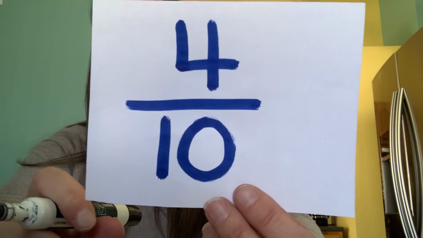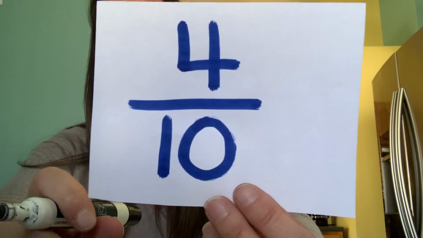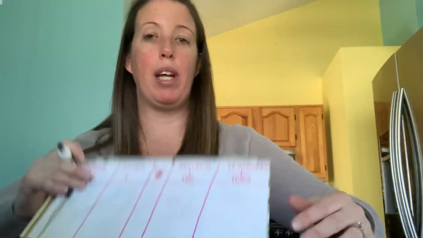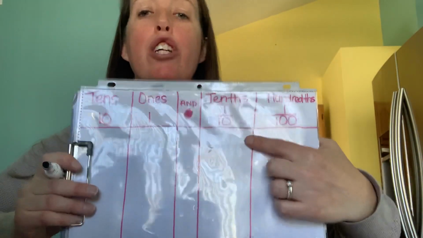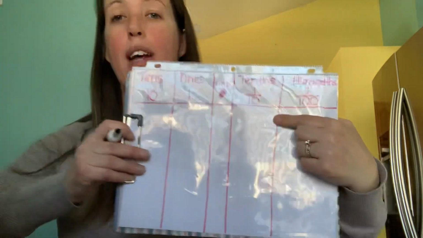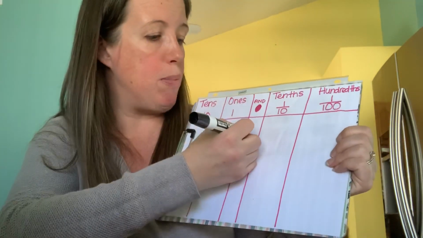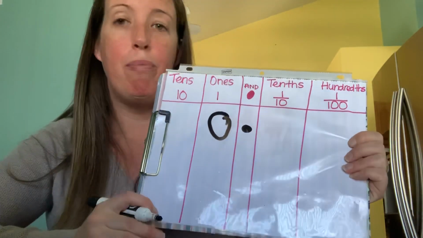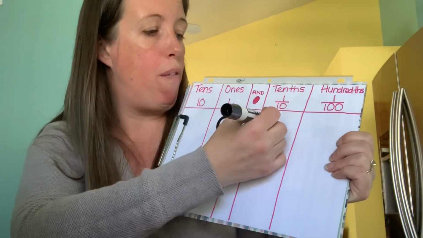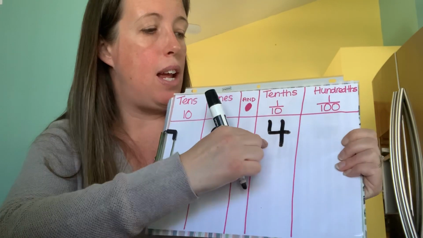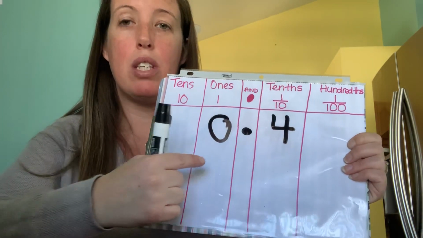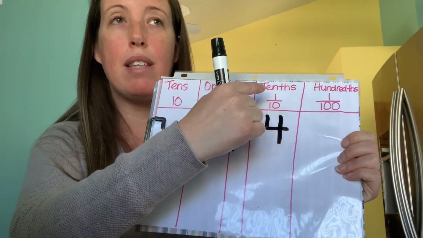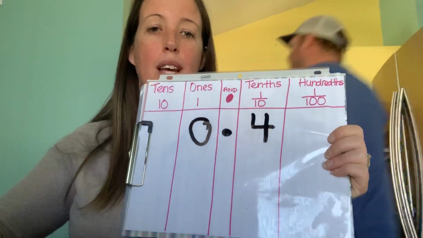This one you should be reading as 4 tenths. So I'm gonna come to my place value mat. I'm gonna finish in my tenths place because I read it as 4 tenths. I'll place my decimal point. I can put the 0 if I want. And now I need to write 4, and that number ends in the tenths. So 4 tenths. Awesome.